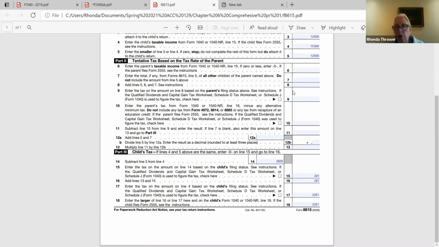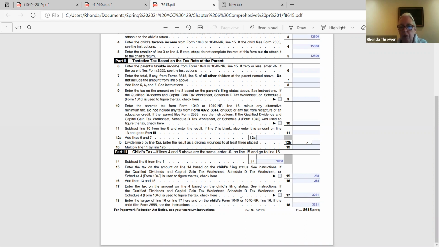Line 4 was 15,300. We're going to look that up on our tax tables, and your tax tables are given to you on Blackboard, but they're also in your textbook. They're much clearer in the textbook. I had to use a textbook for this in Appendix A. So if you go to the end of your textbook in Appendix A, you can find the tax tables where this is looked up.